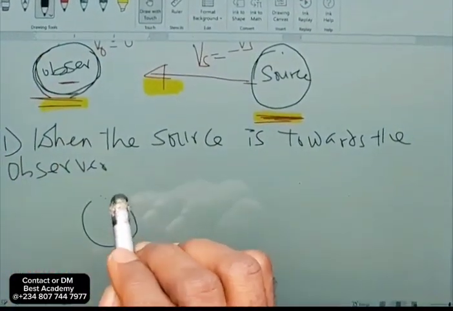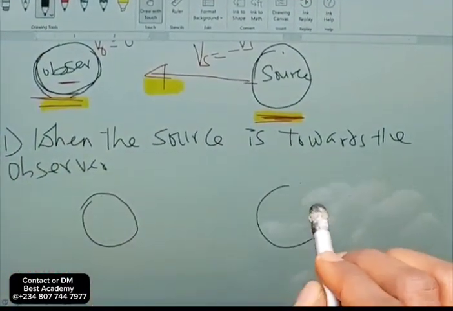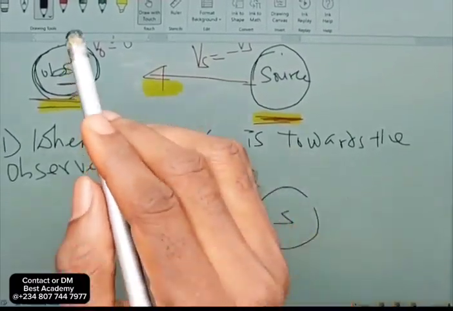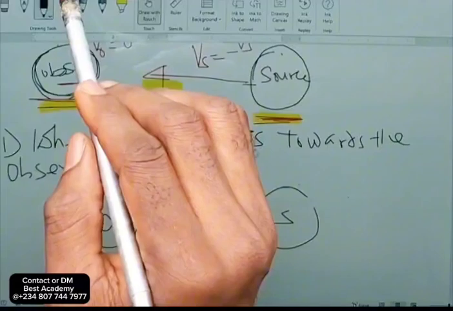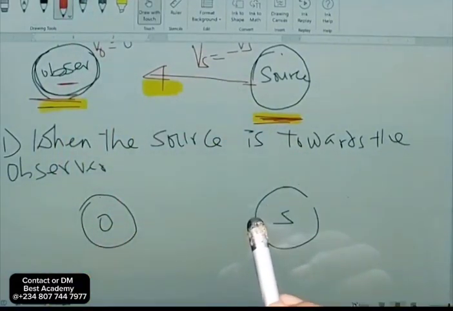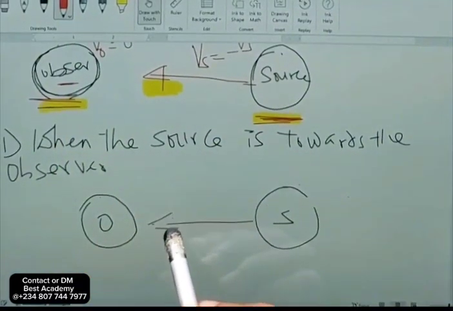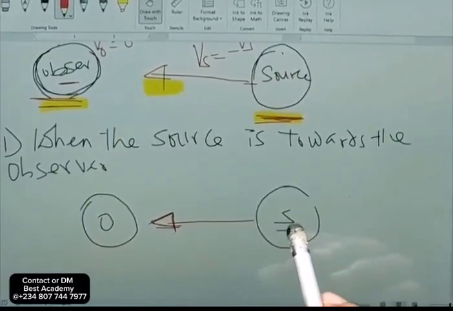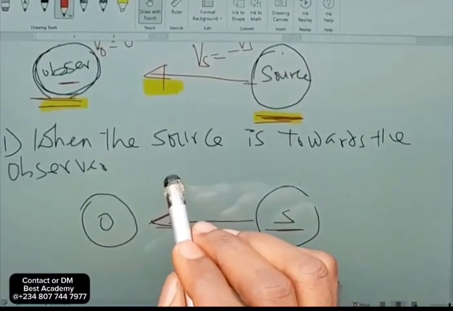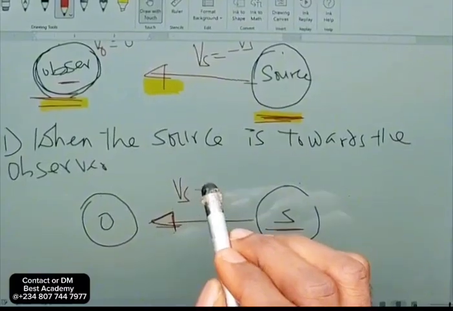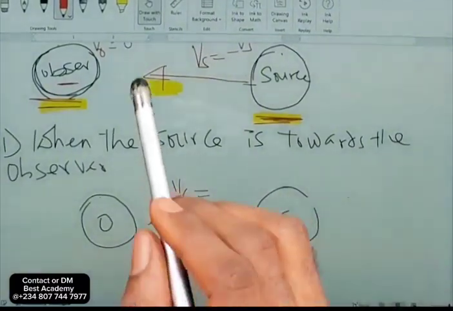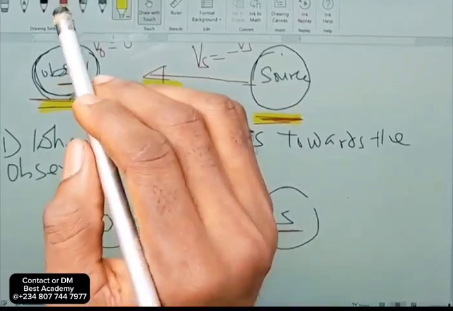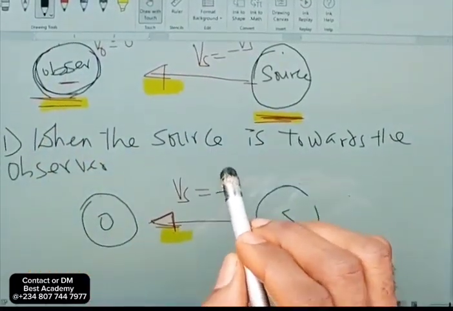This is your sketch. Of course, the observer is always here, the source is here. So if the source, which is this, is towards the observer, it means that the moving velocity will be from the source. So that means our v of s will be equal to, and we have to look into the direction. What direction? Is it negative or positive? It's negative.